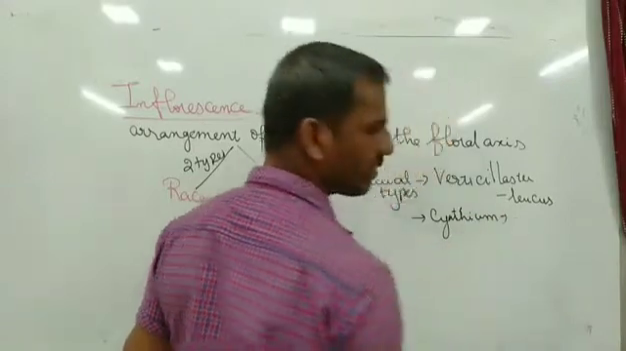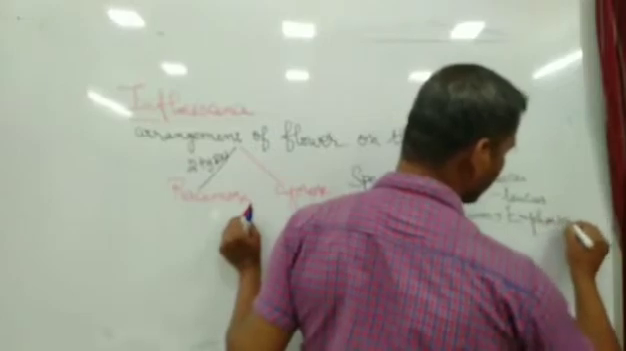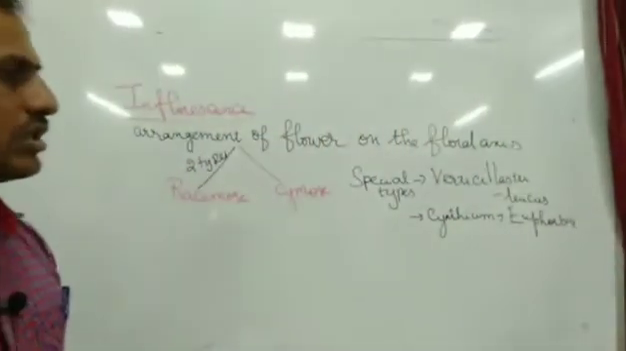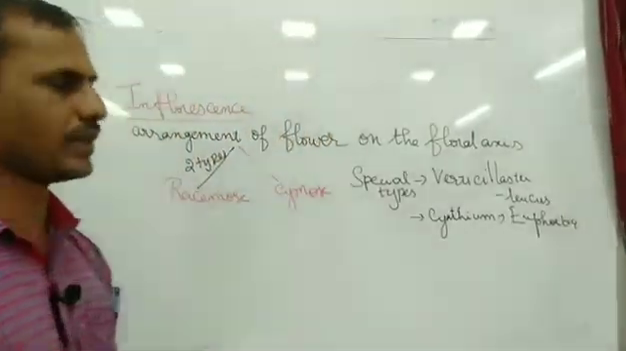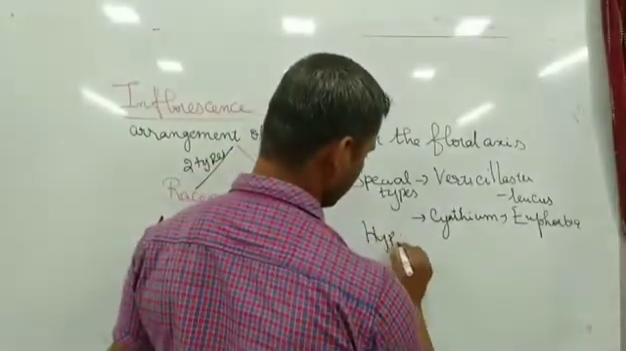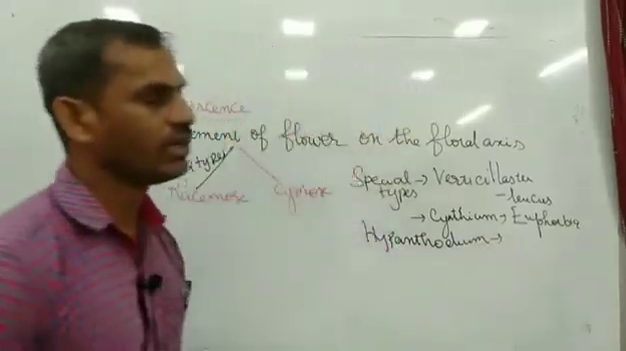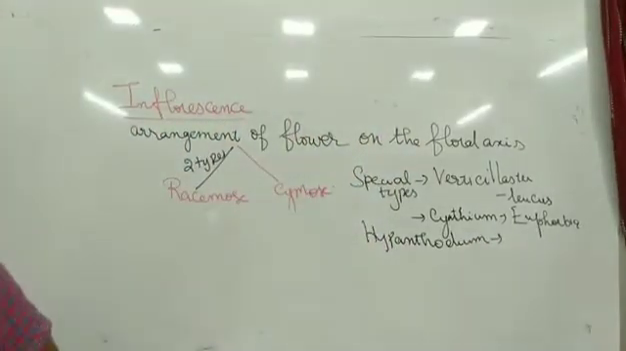This kind of inflorescence is very common in Euphorbiaceae, and a very good example for Cyathium is Euphorbia. Another one is Hypanthodium, which occurs in Ficus plants. Hypanthodium is very common in Ficus plants.